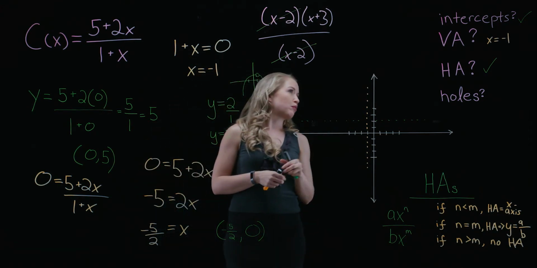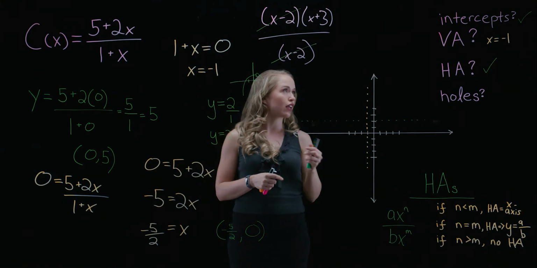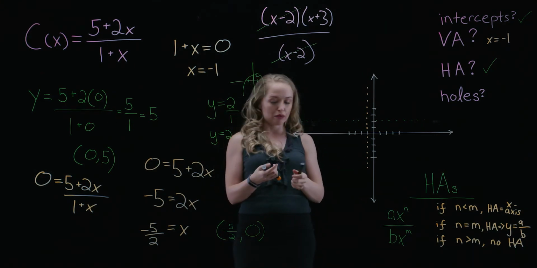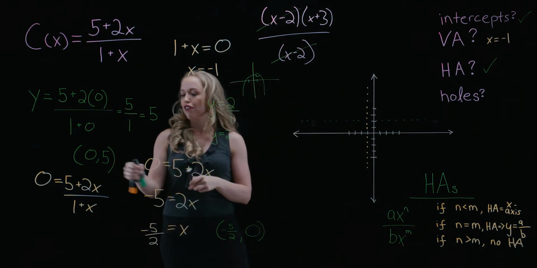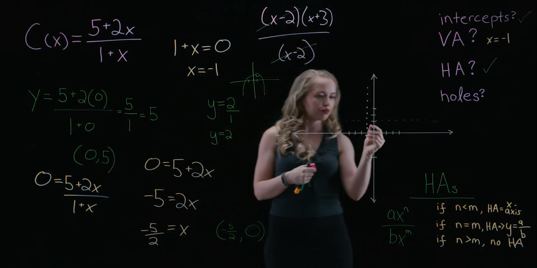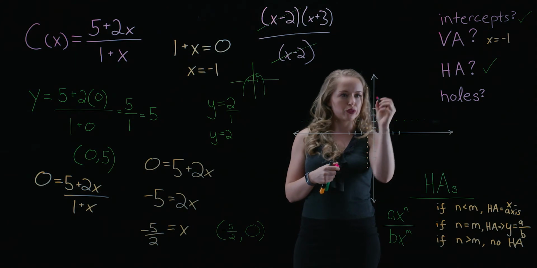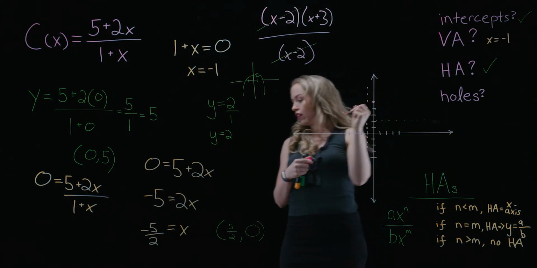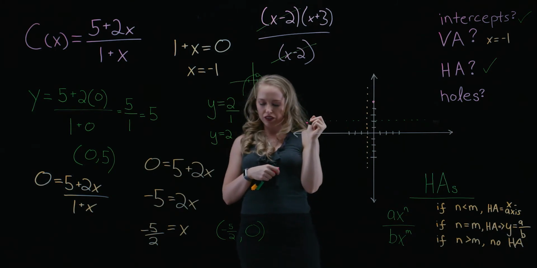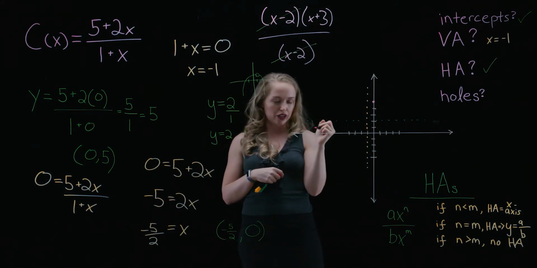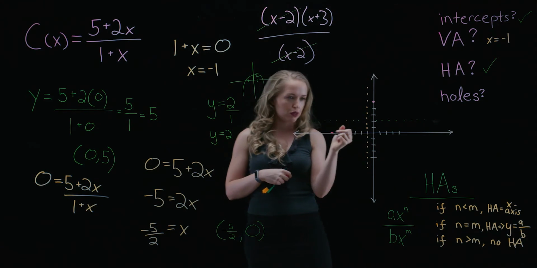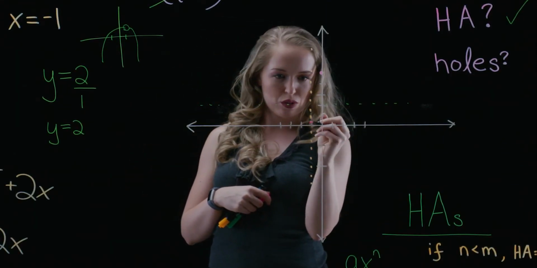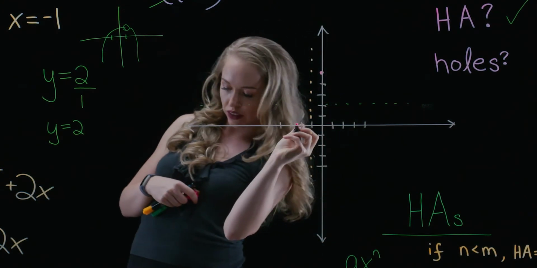So now I've checked for intercepts, my asymptotes, and holes. I can go ahead and try to graph this out by hand. I'm going to plug in my intercepts that I've calculated. I have the point 0, 5. 1, 2, 3, 4, 5 is about here. And I have the point negative 5 over 2, 0. Negative 5 over 2 is about negative 2.5. Not about, it's exactly negative 2.5. Negative 2.5, 0.